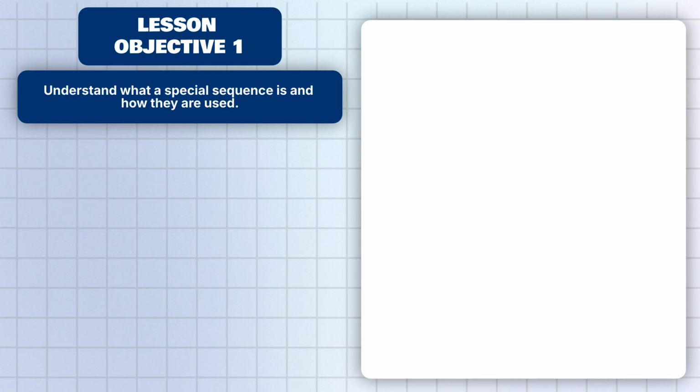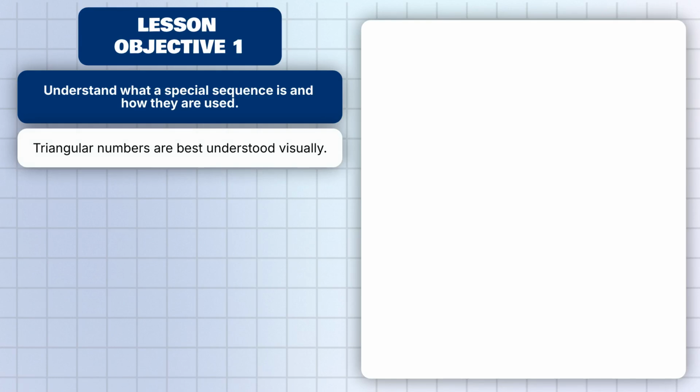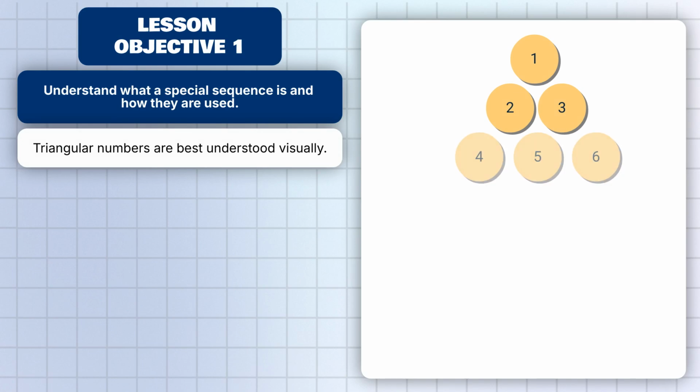The second special sequence we will focus on will be triangular numbers. Triangular numbers are best understood visually. Imagine dots forming an equilateral triangle. To find the next term, you add another row of dots to the triangle. Here are the first 5 triangular numbers.